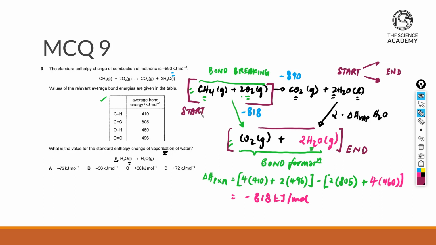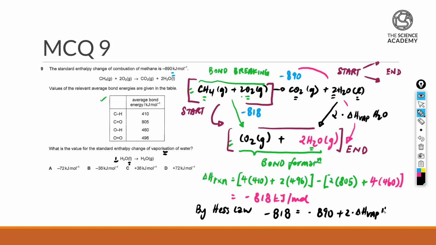So one possible route to go from the start to the end is to go via negative 818, which is the bond break minus the bond form. But an alternate route to reach there is to go with the enthalpy of combustion of your methane plus 2 times the enthalpy of vaporization of water to get to the end point. So for this, we can use Hess's law to solve it. By Hess's law, I'll say that negative 818 is the same as negative 890 plus 2 times the standard enthalpy of vaporization of water.